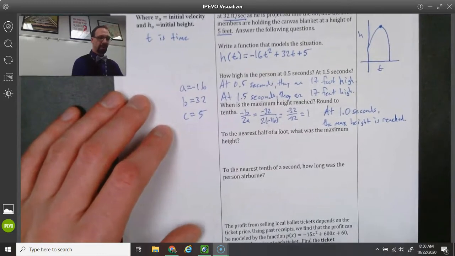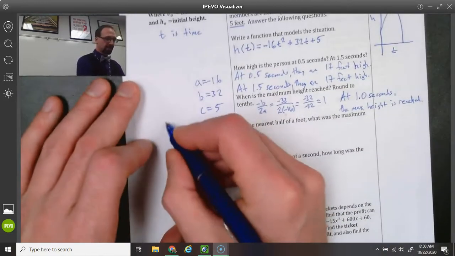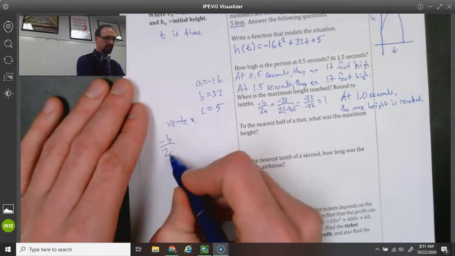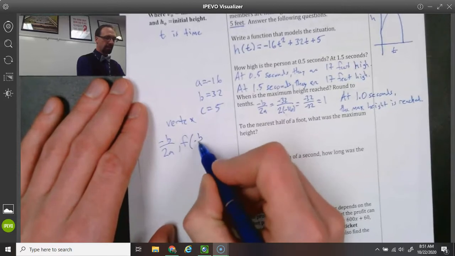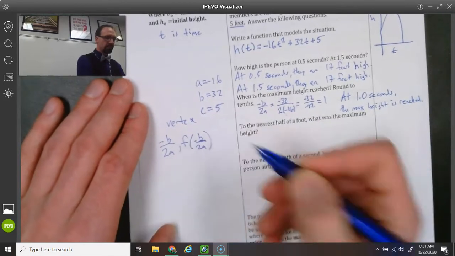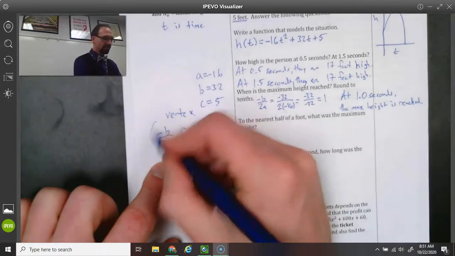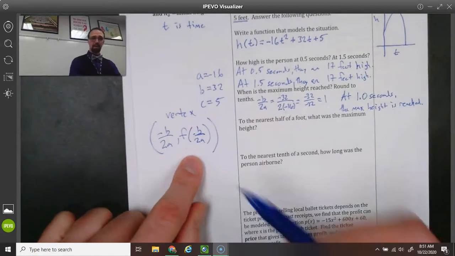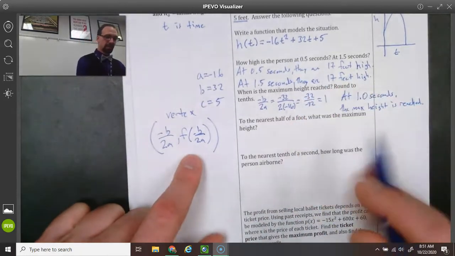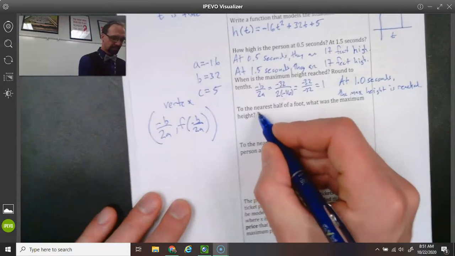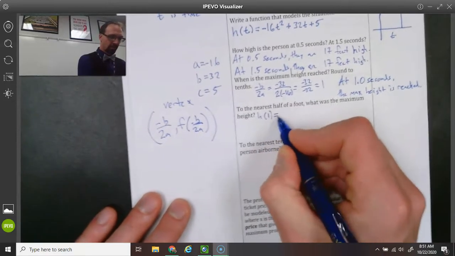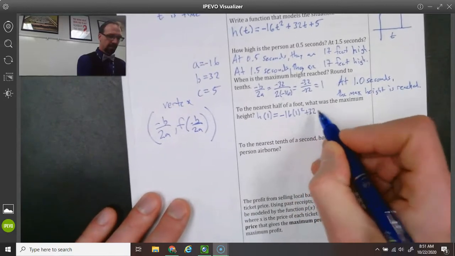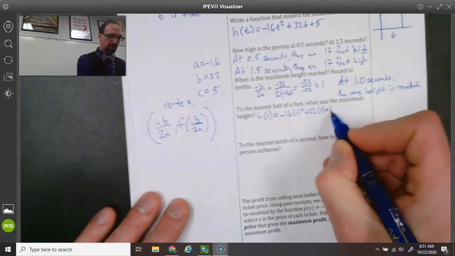So this is where we talk about finding the vertex of something. You might have seen a formula that's opposite b over 2a, and then f of opposite b over 2a. What that means is this is your x coordinate, this is your x value, and then this is your y value. So what we're doing is plugging whatever this was back into our original equation. Plugging 1 back into our original equation gives us h of 1 is equal to negative 16 times 1 squared plus 32 times 1 plus 5.